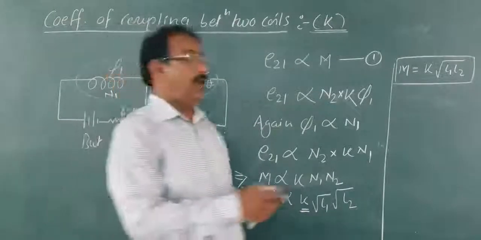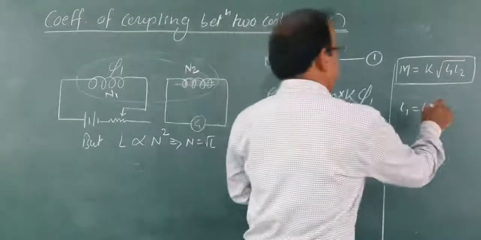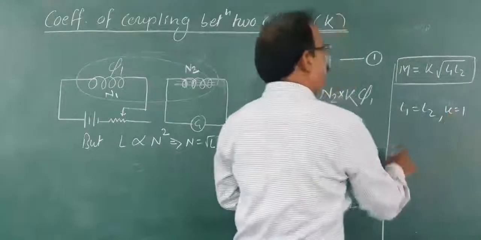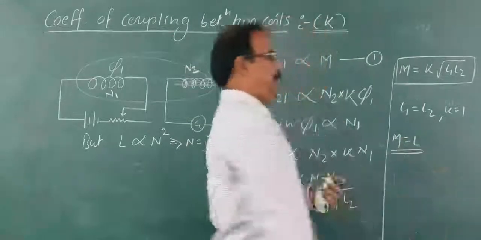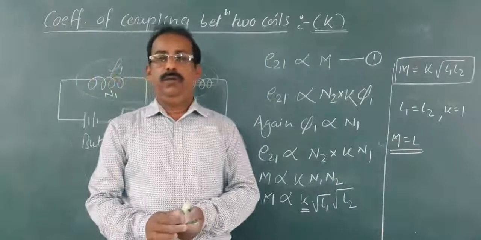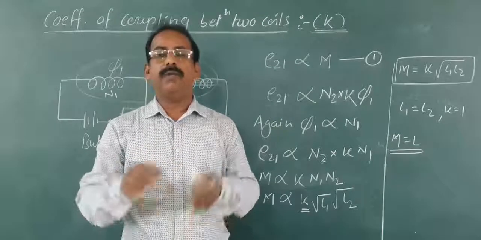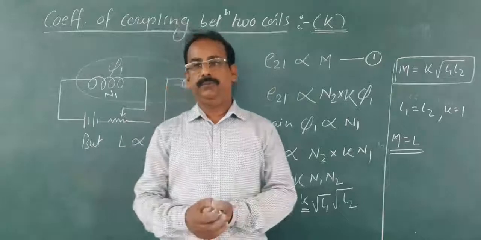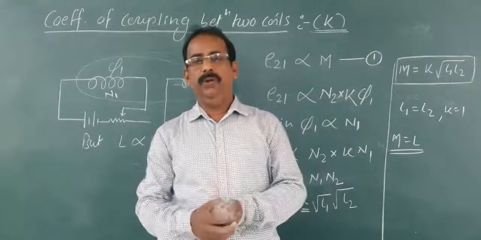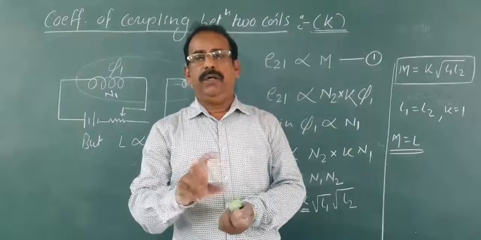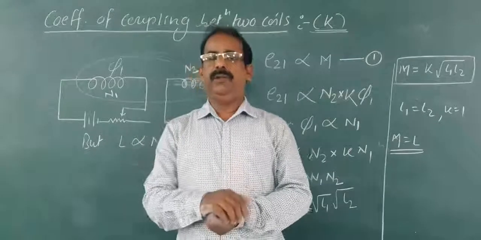If L1 is equal to L2, and K is equal to 1, in that case we get here M equal to L. If two exactly identical coils having same self-inductance are perfectly coupled, we have taken K equal to 1, then we get the mutual inductance between two coils exactly equal to self-inductance.